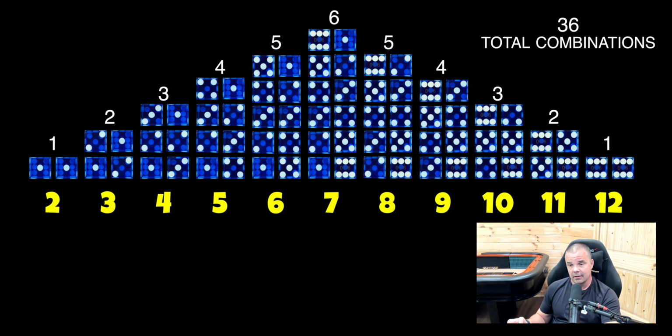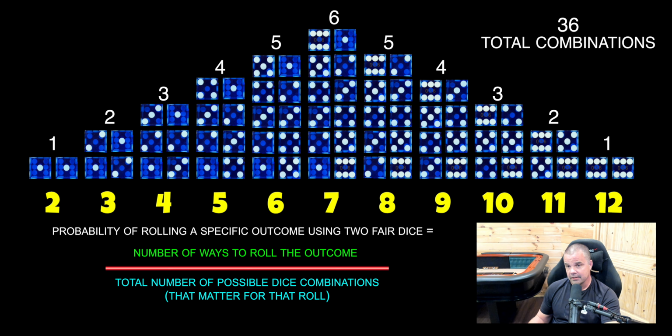So the definition of probability, or the equation, if you want to call it, is universal no matter what we're doing here. The probability of rolling a specific outcome using 2 fair dice is equal to the number of ways to roll the outcome divided by the total number of possible dice combinations that matter in that roll. And that's the important part for the equation. It's the combinations that matter.